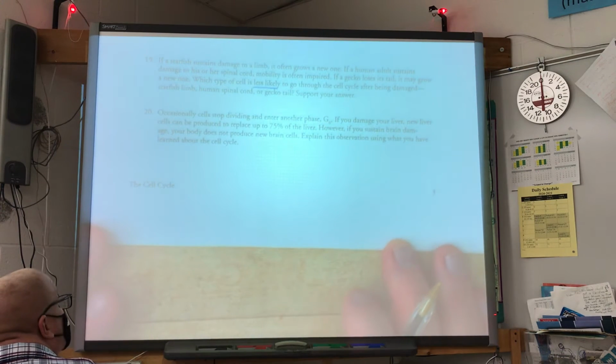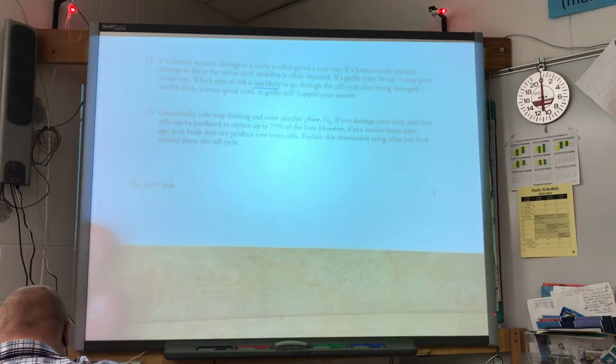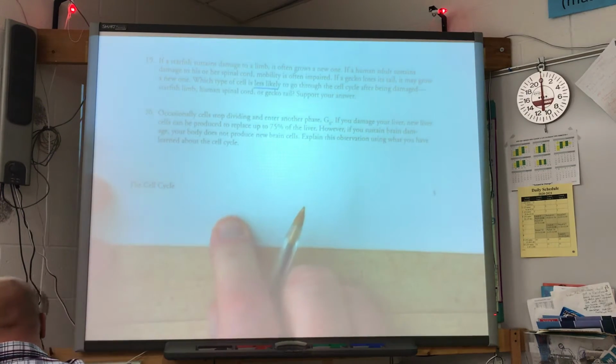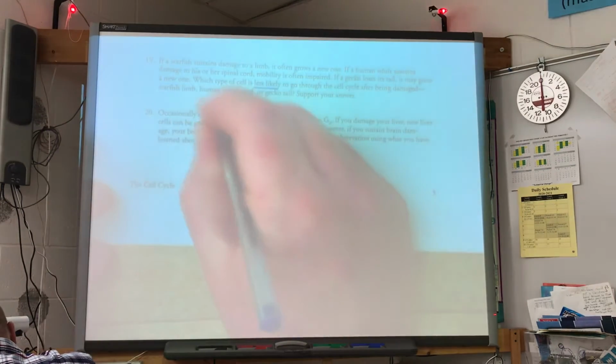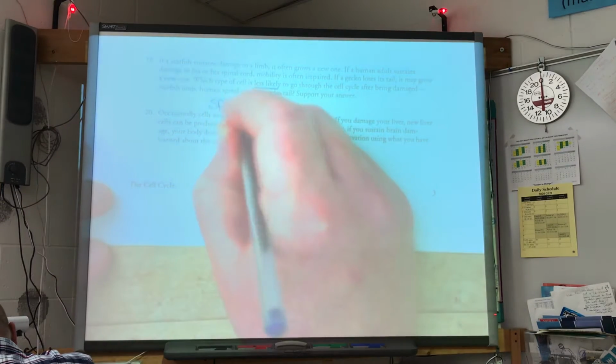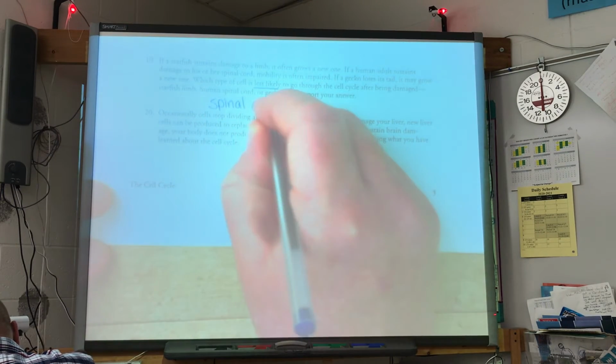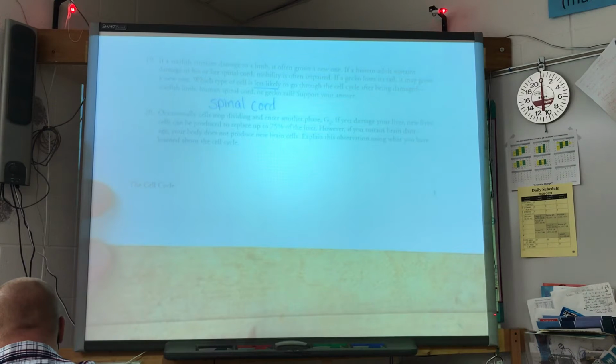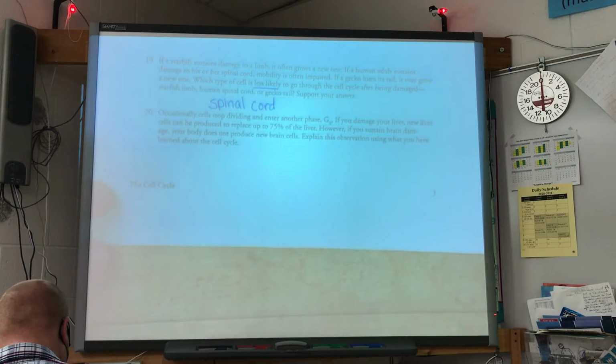So which one is less likely to re-enter the cell cycle? Well, it's going to be our spinal cord, or our nerve tissue. If a starfish can regrow a limb, that means it will re-enter and start making new cells. If a gecko loses his tail and it regrows a new one, it will exit G0, go back through the cell cycle and grow a new tail.